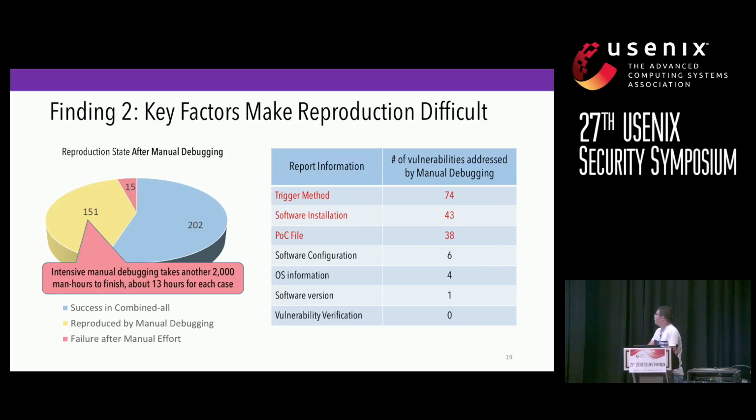For the right table, there are 74 cases where we manually checked the trigger method to reproduce the vulnerabilities. For software installation, 43 cases failed on this information, and the PoC file is similar. From this table, we can infer that the key factors that make reproduction difficult are three key pieces of information: trigger method, software installation, and PoC file.